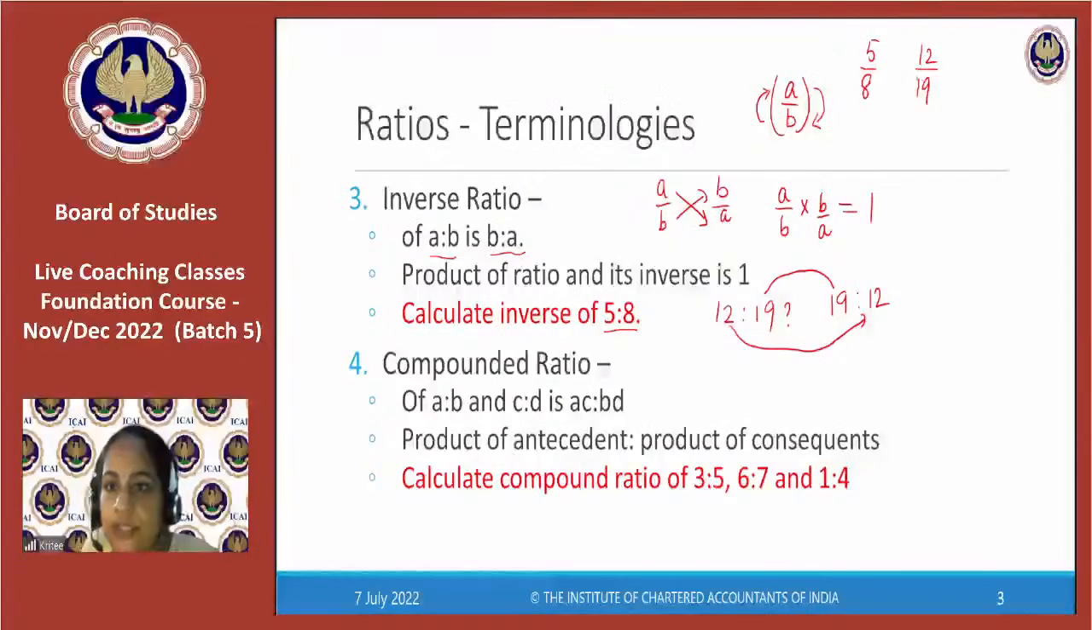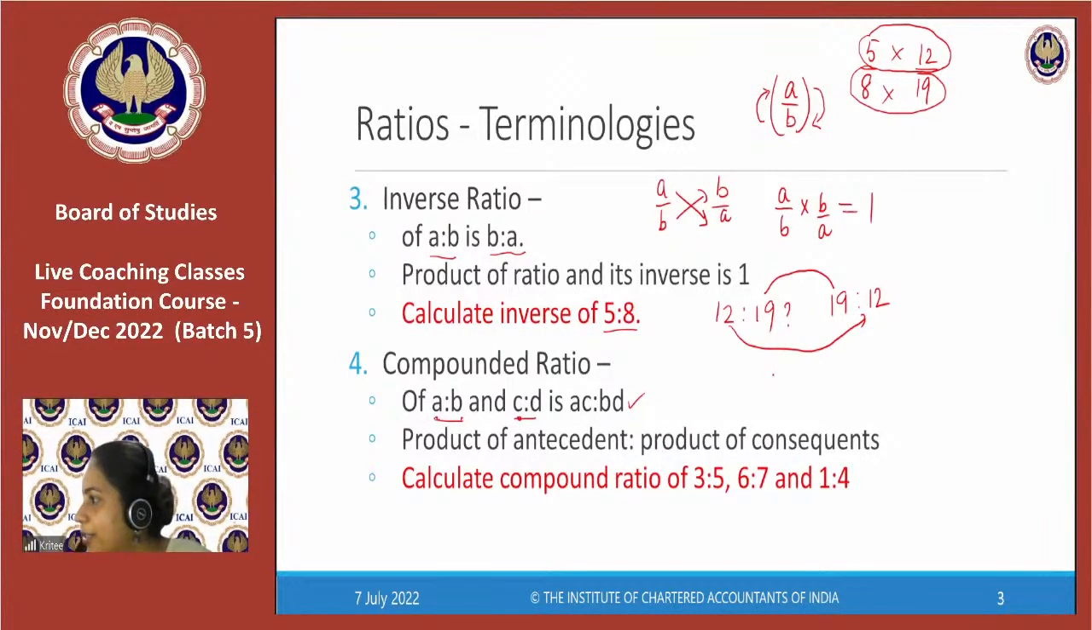So compounded ratio says multiply the antecedents with each other and multiply the consequents with each other. That gives you a compounded ratio. So for A is to B and C is to D, the compounded ratio would be A into C is to B into D. That is, product of antecedents is to product of consequents. All right. So quickly, a short part: can you calculate the compound ratio of 3:5 and 6:7 and 1:4?